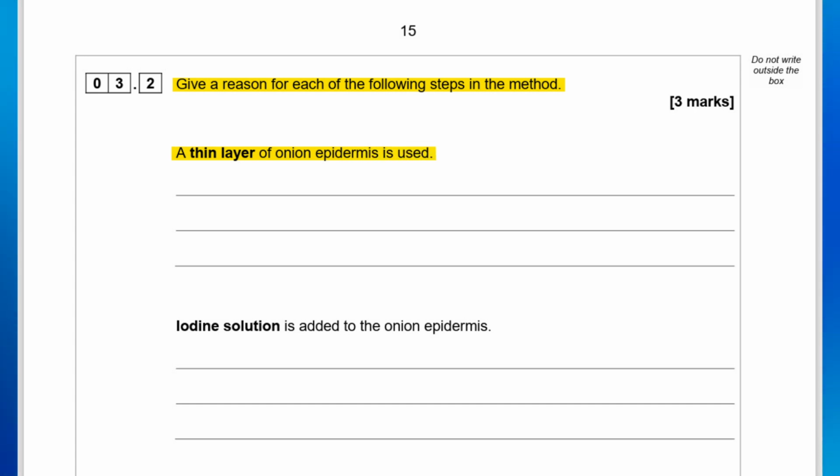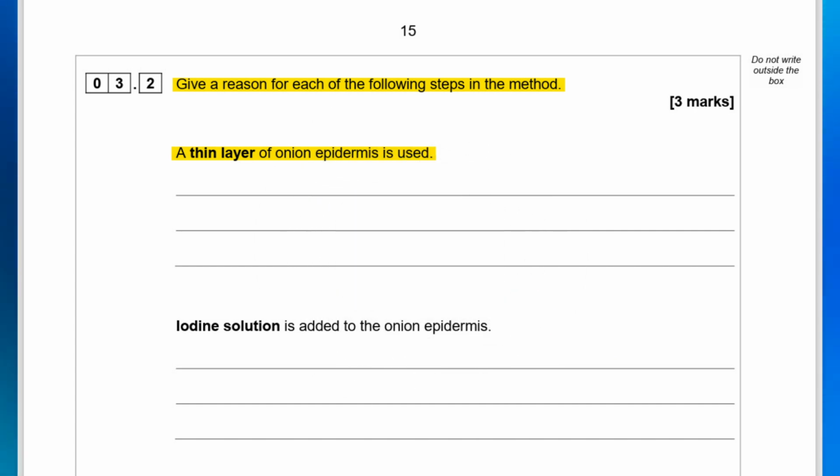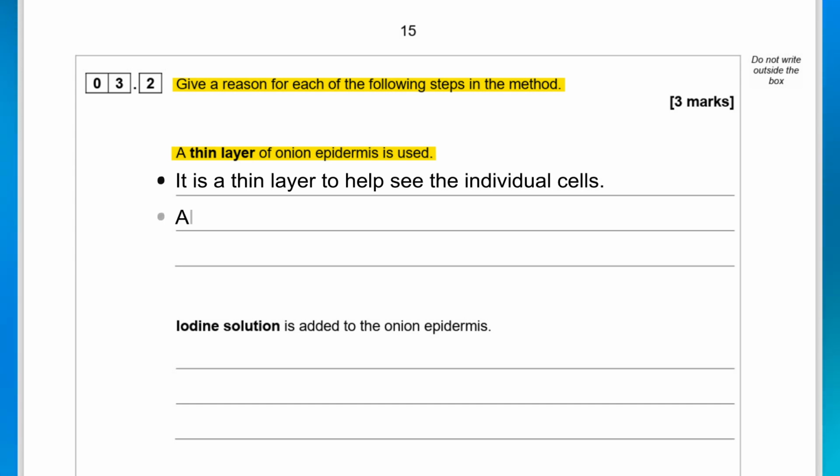And before I go on to give you the answer for this question, if you would like to have a go at it, please pause it here and see if you're in the top 10% of students who got this question correct. And the answer to this question is that it is a thin layer to help see the individual cells, or you could have also said to allow light to penetrate through.